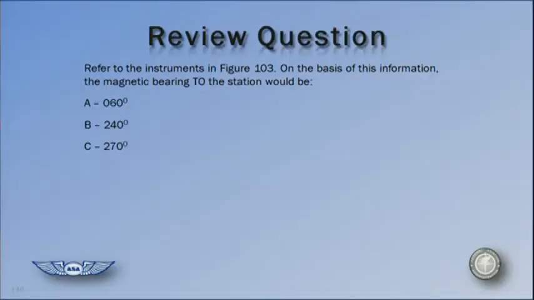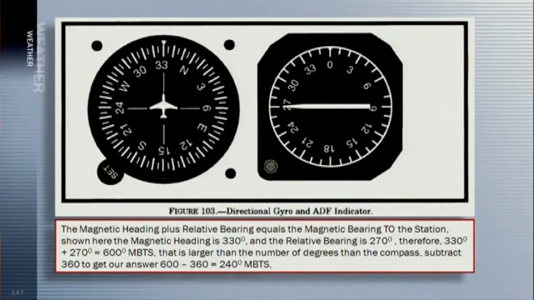This one, we're going to ask you to refer to figure 103 in a moment. On the basis of this information, the magnetic bearing to the station would be A, B, or C. Now the information on figure 103 helps us out a little bit here. The magnetic heading plus relative bearing equals the magnetic bearing to the station. Shown here, the magnetic heading is 330 degrees and the relative bearing is 270 degrees. Therefore, 330 degrees plus 270 degrees equals 600 degrees MBTS.